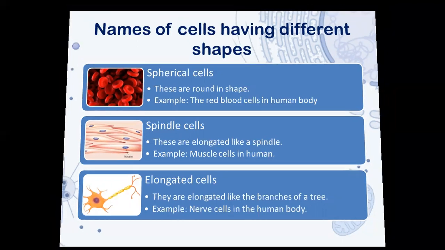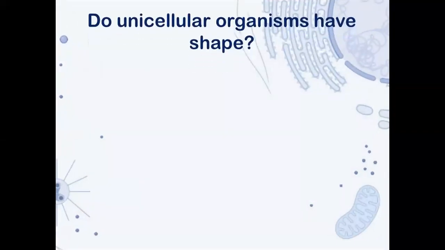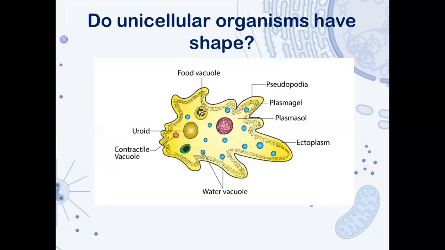One more question arises, and that is, do unicellular organisms have shape? Look at this picture in which there is a unicellular organism, amoeba. This amoeba captures food, digests the food, respires, excretes, grows, and reproduces. Similar functions in multicellular organisms are carried out by groups of specialized cells.